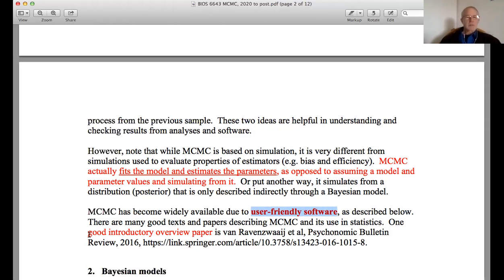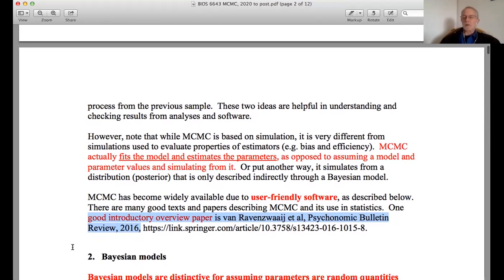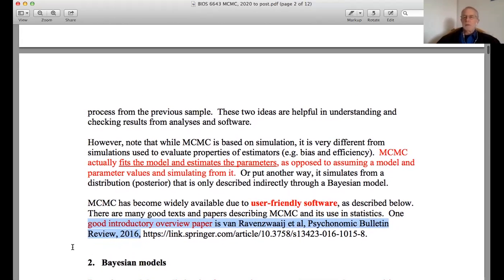There's also a nice paper. If you just want to get a really nice overview of MCMC, how it works, how it's used, this is a good paper. I don't have any connection to this paper. I just found it online by searching, but I've really thought it's a nice introductory paper, and I posted that online as well. Okay, that's a kind of flyover. Any questions there before we start?